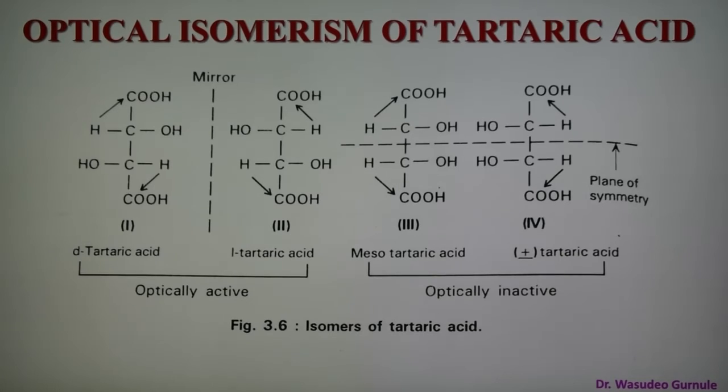And the fourth form is DL, also known as the racemic mixture of D and L tartaric acid. Besides the three isomers we have seen, a fourth variety of tartaric acid is also possible, which is known as DL, the equimolar mixture of D and L, also known as the racemic mixture. It is also optically inactive, but unlike mesotartaric acid, it can be resolved into active components. When dissolved in water, it dissociates into D and L forms.